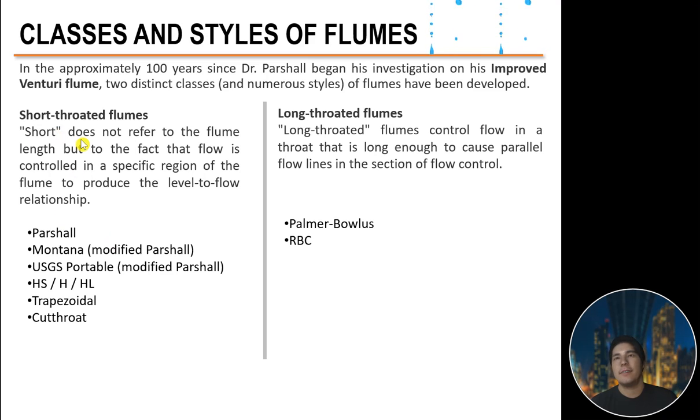So examples of short-throated flumes are the Parshall, Montana or modified Parshall, the USGS portable or modified Parshall, the HS, H, and HL, trapezoidal, and the cutthroat. For long-throated flumes, long-throated meaning controlled flow in the throat that is long enough to cause parallel flow lines in the section of flow control, no? Examples of that are the Ponsar Bolus flume and the RBC flume.